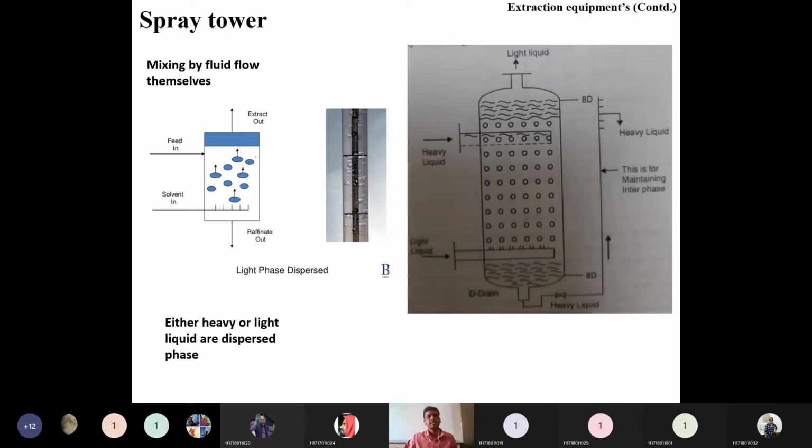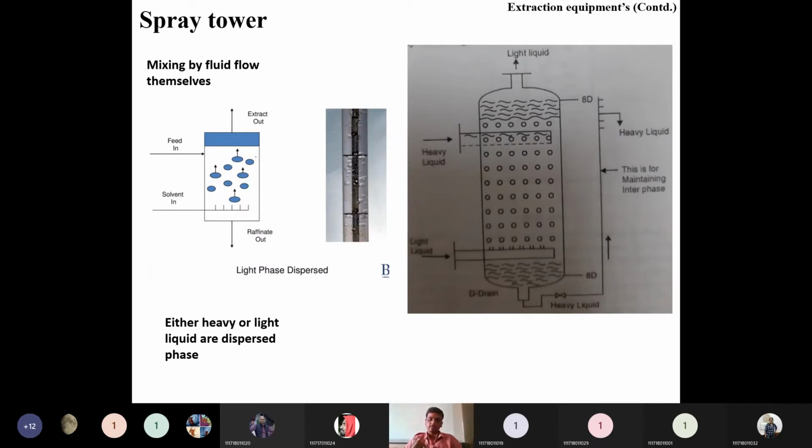Then the next one is the spray tower. So what is the spray tower? Here two types of operation will be involved in the spray tower. A spray tower is nothing but a construction here. If you see, one of the liquids will flow from the top and another liquid will be flowing from bottom to top. One liquid is coming from top to bottom and another liquid is going from bottom to top. So by a spraying mechanism, by arranging some sprinklers, the two phases will be coming into contact.